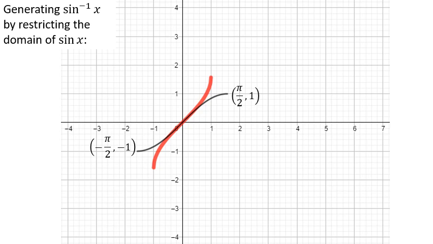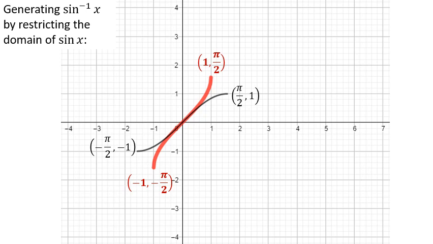Now, if we're reflecting in the line y equals x, the great thing about a reflection like that is that if you have the coordinates of a point on the graph, all you need to do to reflect that point is swap the x and y coordinates. The point pi by 2, 1 becomes the point 1, pi by 2, and the point minus pi by 2, minus 1, likewise, becomes minus 1, minus pi by 2.